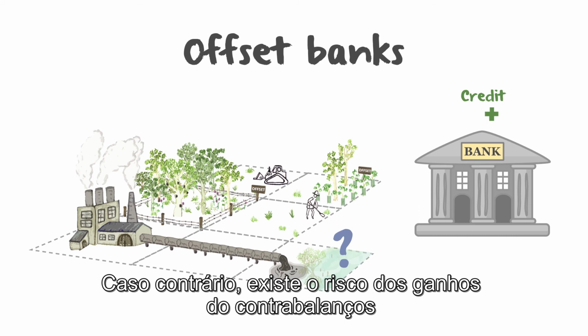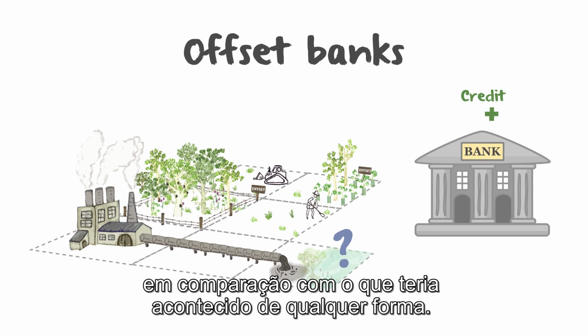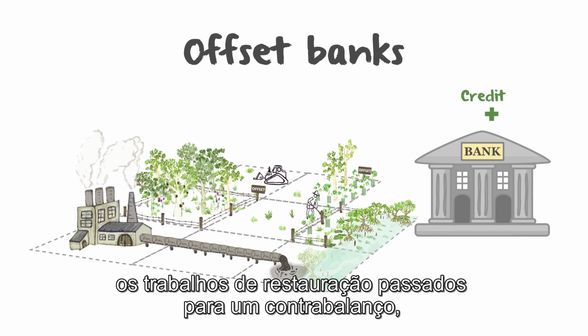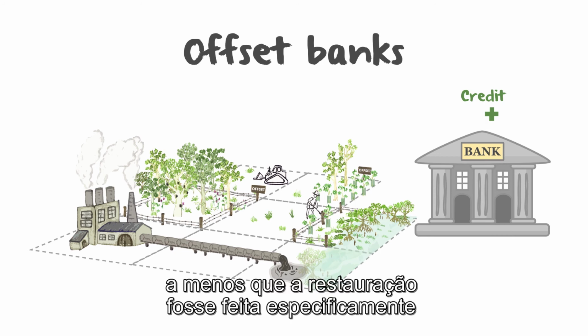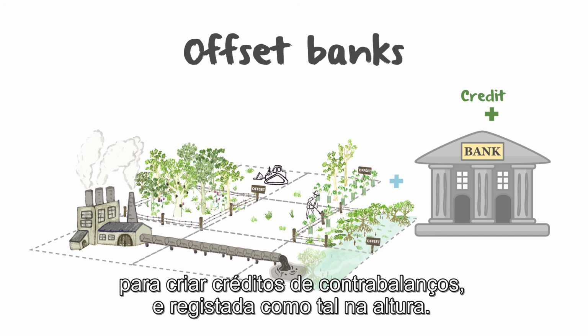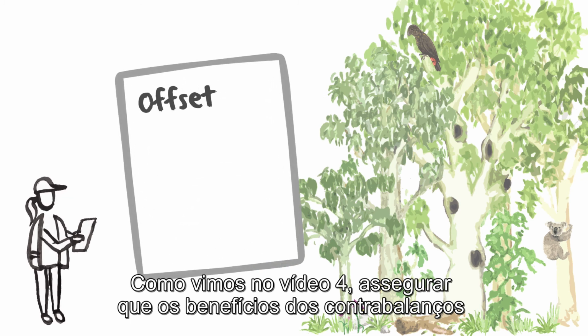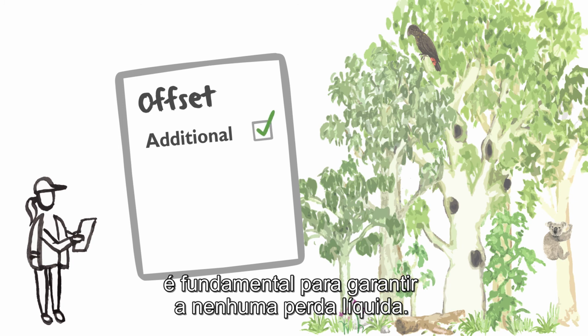Otherwise, there's a risk that the offset gains are not creating new or additional biodiversity benefits compared with what would have happened anyway. For example, it would not be acceptable to retrospectively count past restoration work towards an offset unless that restoration work was done specifically to create offset credits and registered as such at the time. As we saw in video 4, ensuring offset benefits are genuinely additional is central to achieving no net loss.